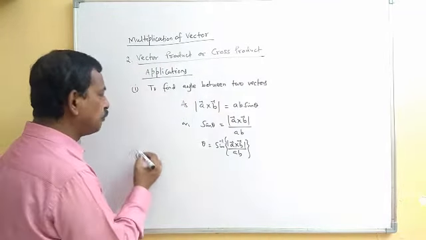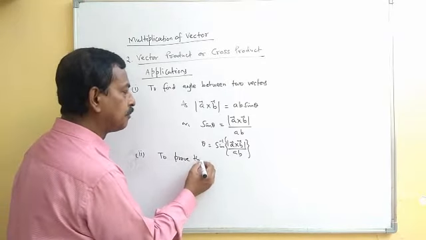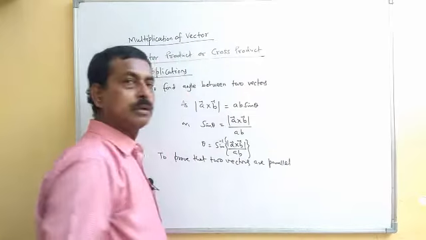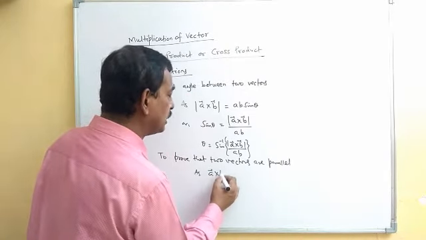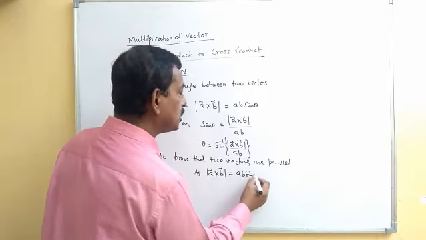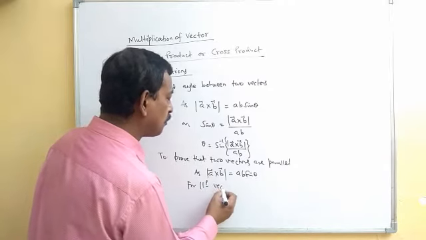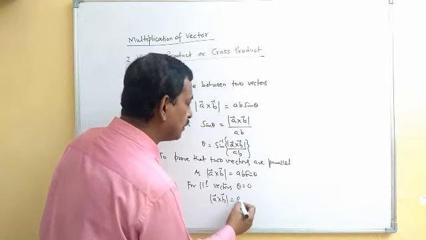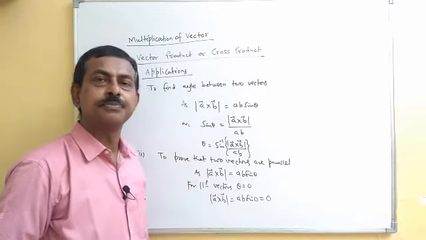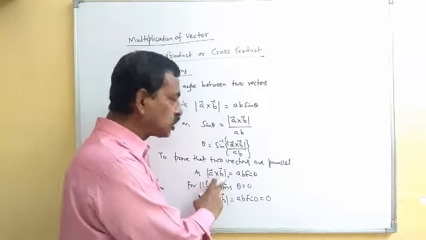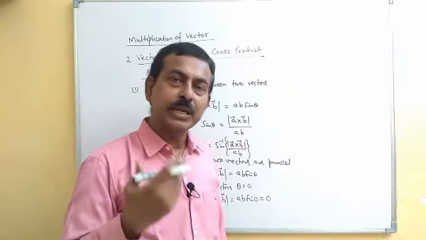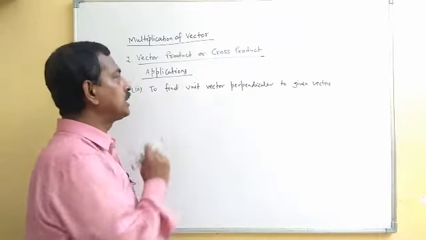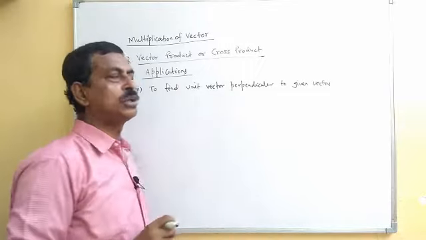Second application is, if you have to prove that two vectors are parallel. Again, as we know, the magnitude of A cross B is AB sine theta. So for parallel vectors, theta will be 0, and if theta is 0, then the magnitude of A cross B is AB sine 0, and that is 0. So you have to basically show that the cross product of the two vectors is coming out to be 0. If you get the cross product of the two vectors as 0, it simply means the two vectors are parallel to one another.